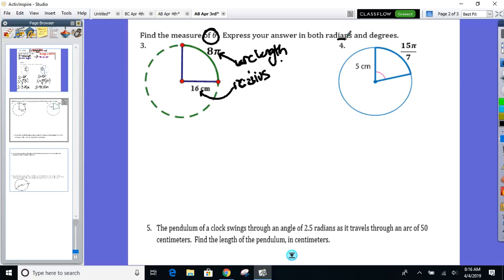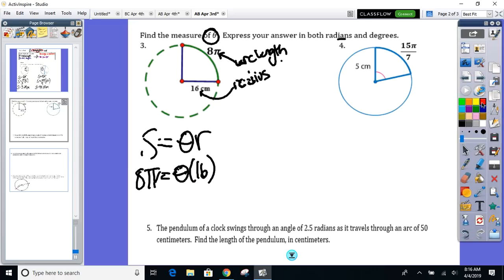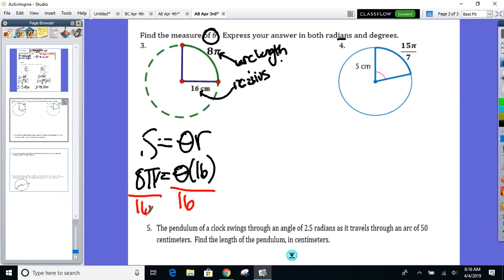If I were you, I would probably use S equals theta r. It's just a little bit less variables, a little bit easier to deal with. All right. S is my arc length, so I plug in 8 pi. Theta is what I'm trying to solve for, the angle. And my radius length is 16. So how do I get theta all by itself? I divide both sides by 16.